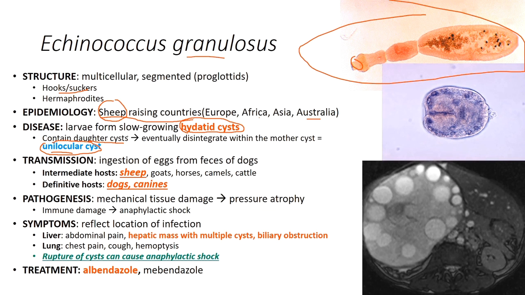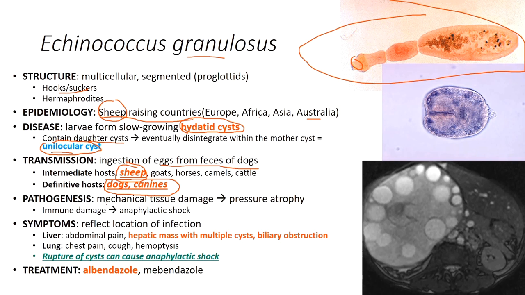And transmission, you ingest the eggs from the feces of dogs. So intermediate hosts are sheep, right? So sheep, they're herding in all these areas, and then they have poop or whatever. Maybe they get eaten by dogs or canines like wolves and stuff like that, and those are the definitive hosts. They poop out stuff, and then we somehow get dog poop in our food or something like that, then we ingest those and we can get this guy. So that's why it's more rare in the United States, except for some sheep-raising areas such as maybe Ohio or something like that, and where there's a lot of farmland.